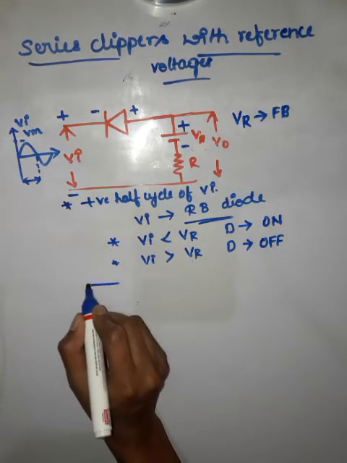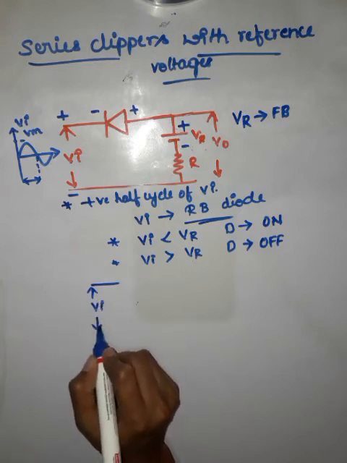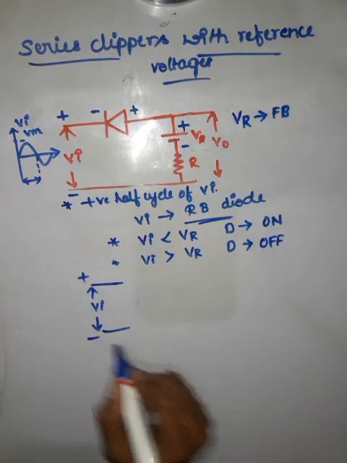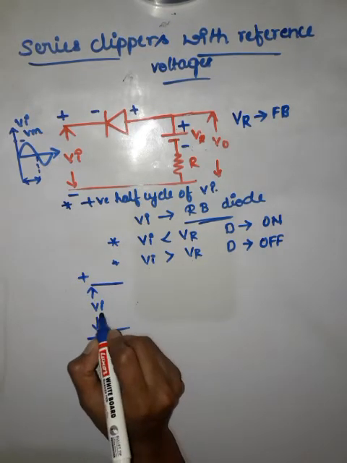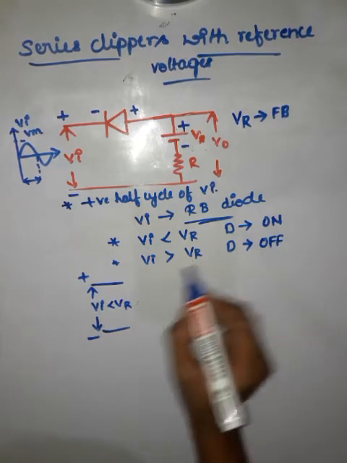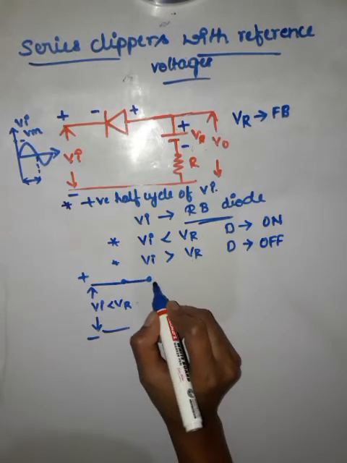So this is the input voltage V, and in the positive half cycle only, when the input voltage is less than the reference voltage, the diode will act as a short circuit.